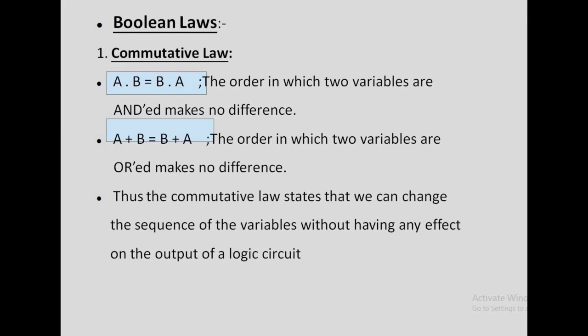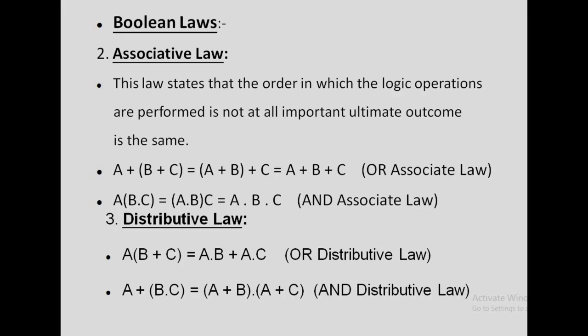A dot B is equal to B dot A, or A plus B is equal to B plus A. That means the order in which two variables are ORed or ANDed makes no difference. We can change the sequence of the variables. Next law is associative law. This law states that the order in which the logical operations are performed is not at all important. The ultimate outcome is the same. So these are the OR statement and AND statement.